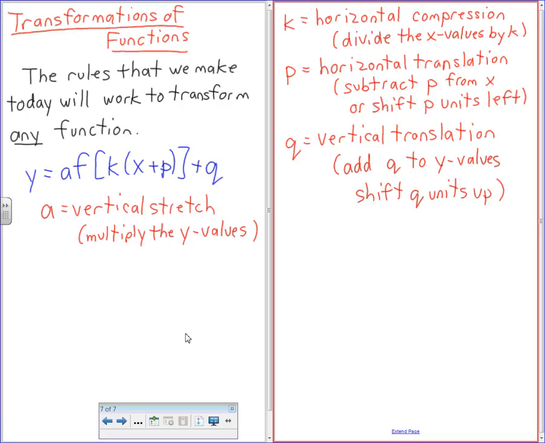What is F? F is like f of x, right? So your original function is like f of x, right?